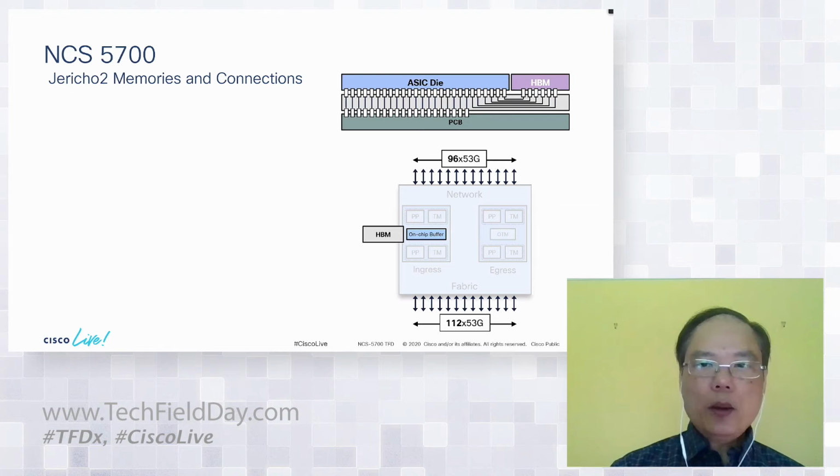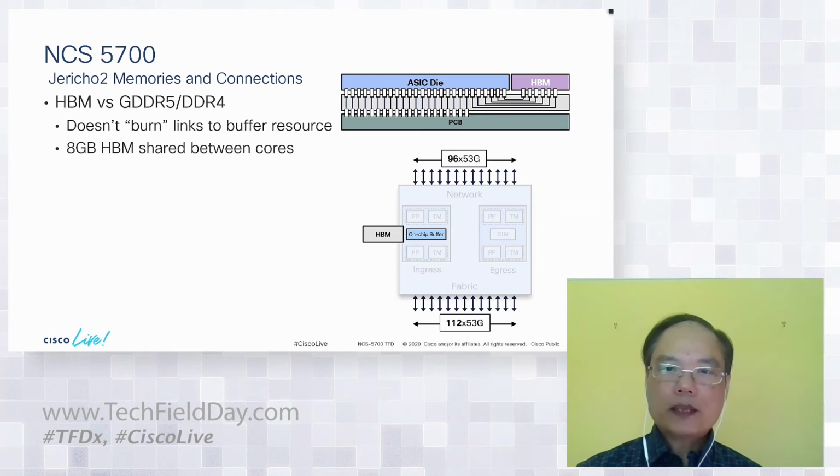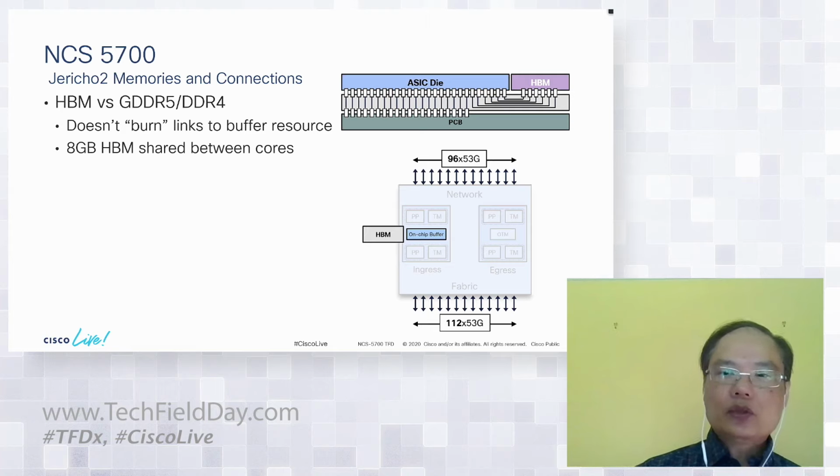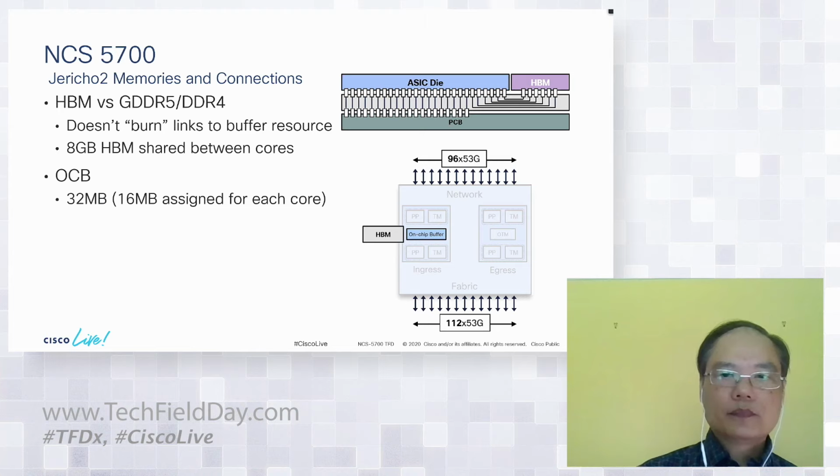Jericho II uses a new memory technology called HBM, or High Bandwidth Memory, for its external buffer. HBM basically stacks on top of the NPU package, and therefore it does not burn links on the PCB. HBM enables higher bandwidth with lower power consumption, and a total of 8 GB is supported and shared between the two cores. Jericho II also integrates 32 MB of on-chip buffer and 16 MB assigned to each core.